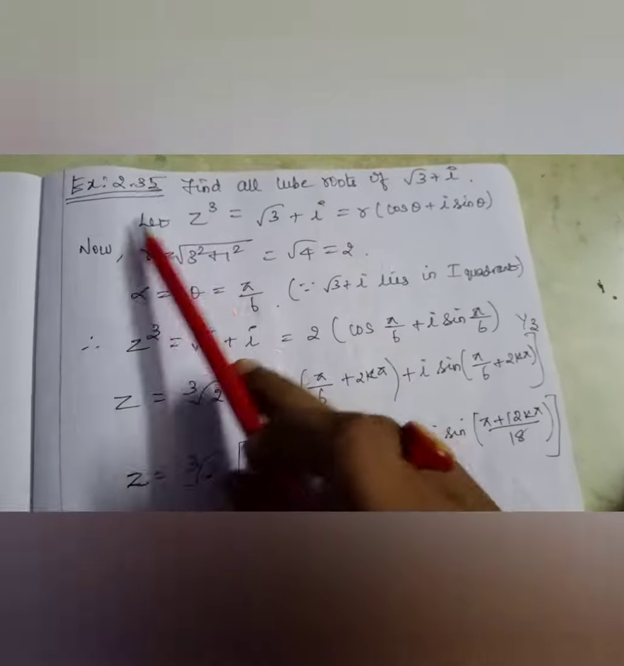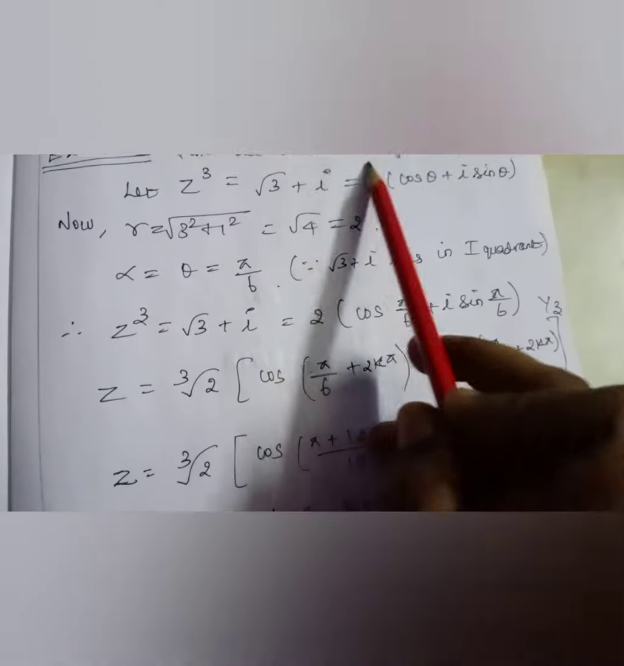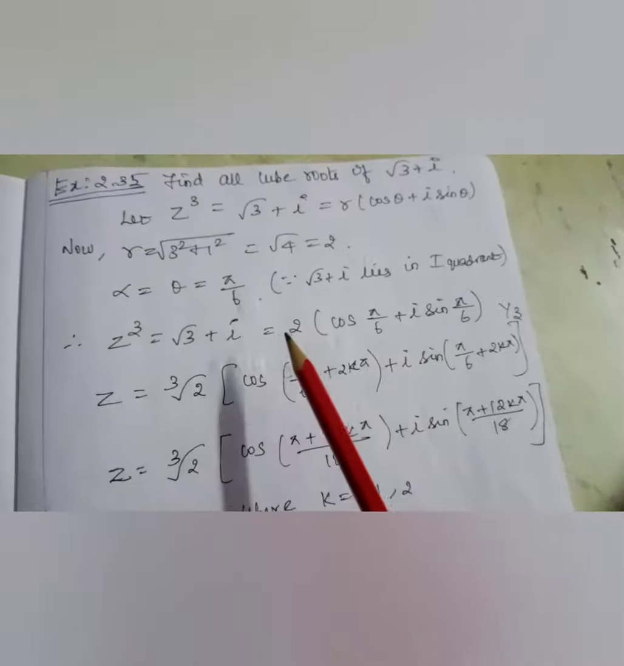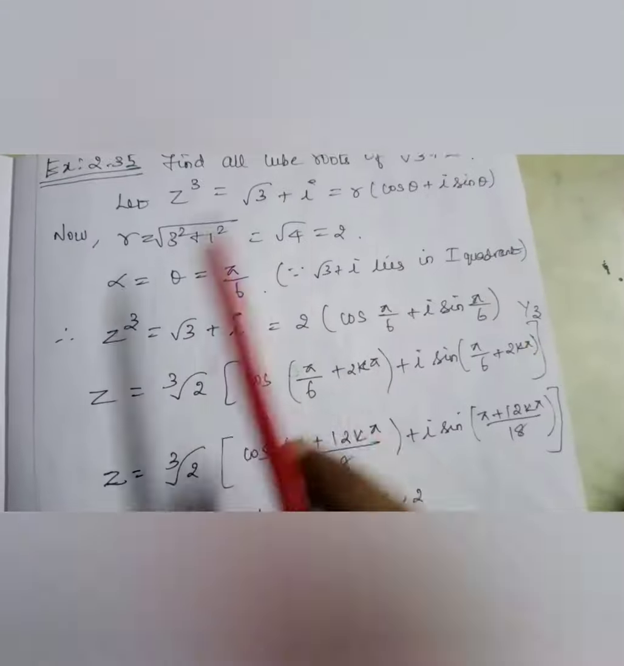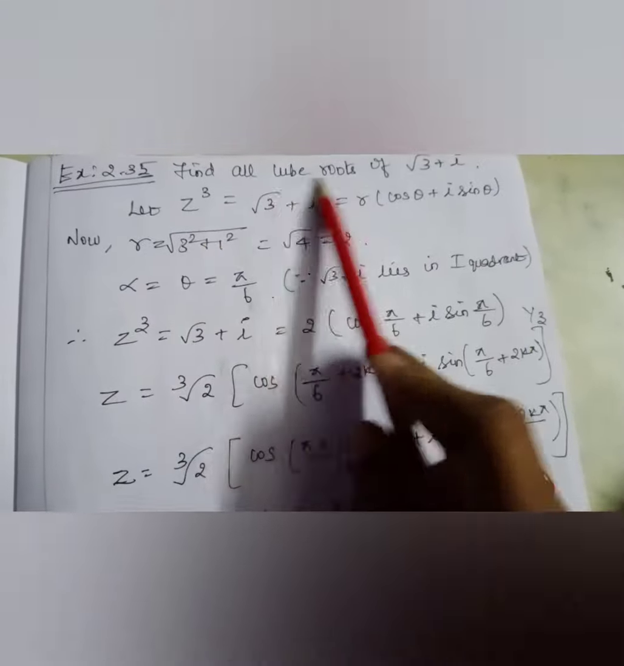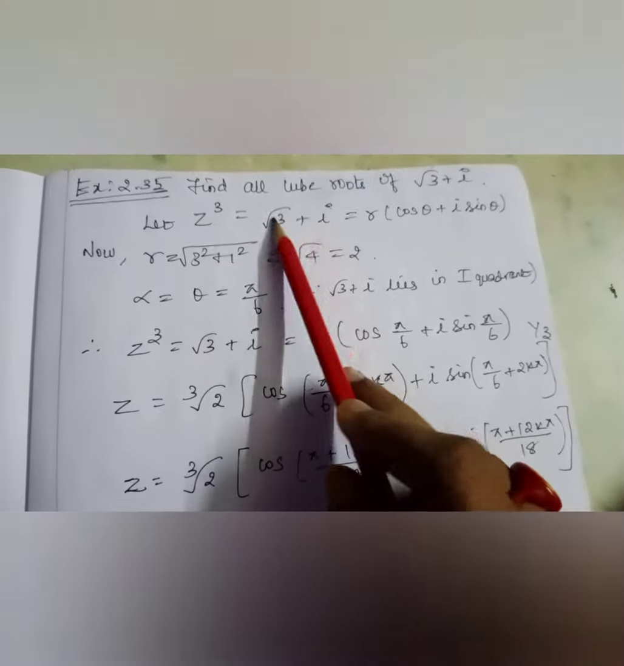Now we will see the last example sum. Example 2.35, find all cube roots of root 3 plus i. So this is also very important, children. Whenever you have a question like this, we are going to assume the cube roots means z cube. z cube is equal to root 3 plus i.